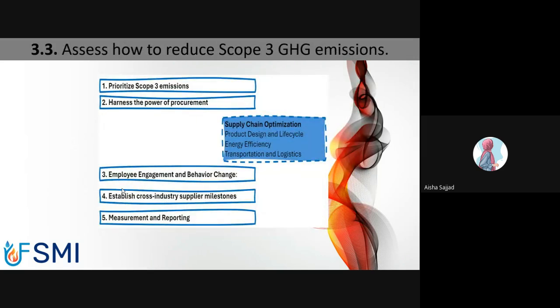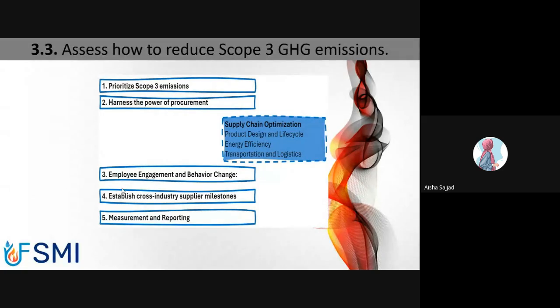Talking about the next assessment criteria, when we talk about scope 3 emissions, these are the most difficult to calculate and the most difficult to reduce as well. So how do we reduce the scope 3 emissions? Any organization, if it wants to reduce its scope 3 emissions, will have to first of all prioritize these, and then it will talk about how the supply chain can be optimized, harnessed, and maintained.